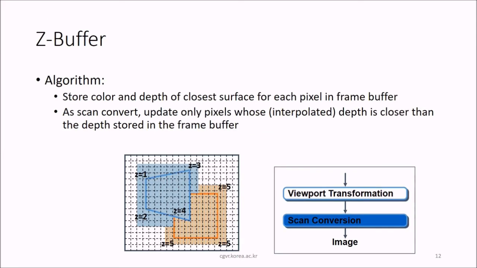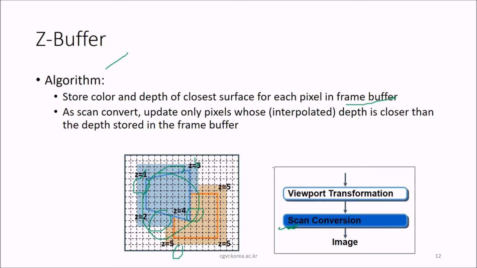Then comes the Z buffer. For this algorithm we use scan conversion, so it is done at the scan conversion stage. In the Z buffer algorithm, we store the color and depth of the closest surface for each pixel in the frame buffer. Here Z equals 1, this is Z equals 2, 3, 4, then 5.